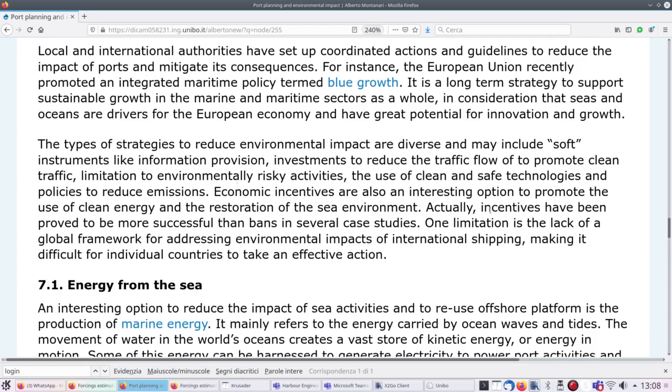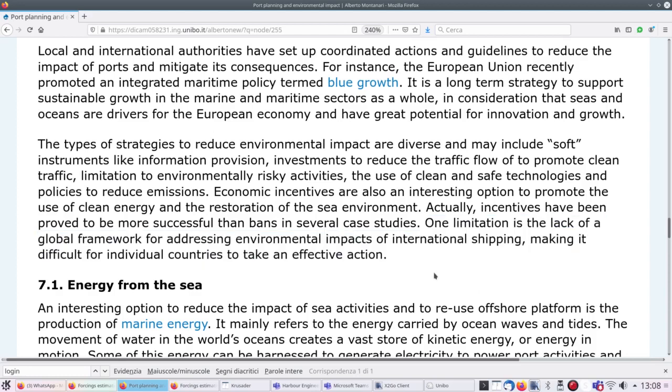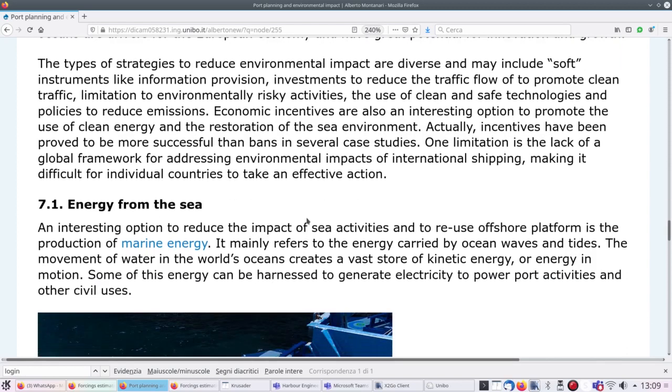There is one limitation, which is the lack of a global framework for addressing environmental impacts of international shipping. And we can say the same for planes. We don't have a global framework for assessing and addressing the environmental impact of this large-scale international transportation. So it's difficult for individual countries to take effective action on this, because international transportation depends on several countries. It's a transboundary activity, and therefore minimizing the environmental impact needs an agreed, concerted action by several different countries.